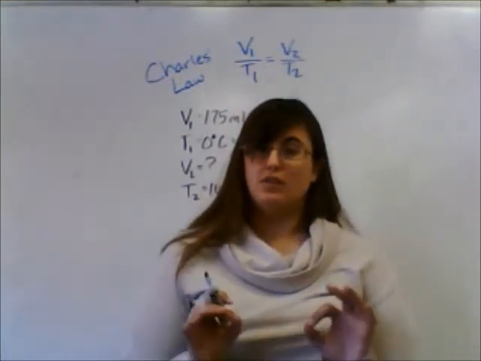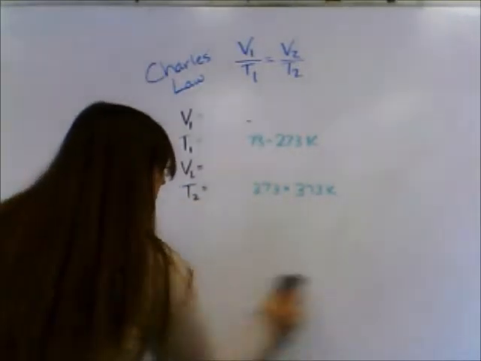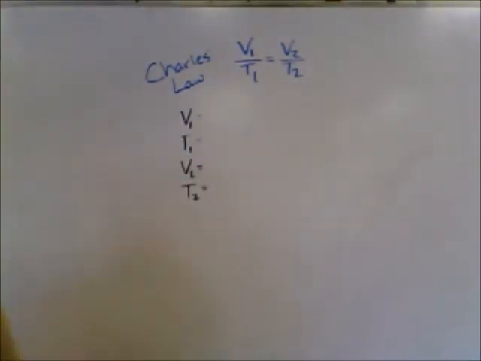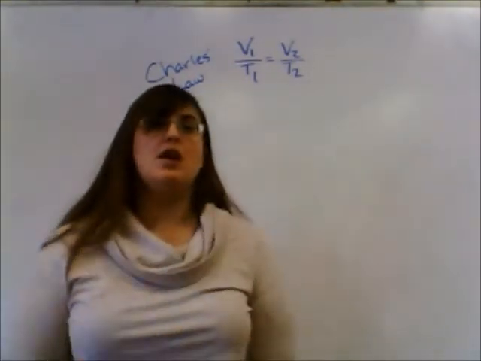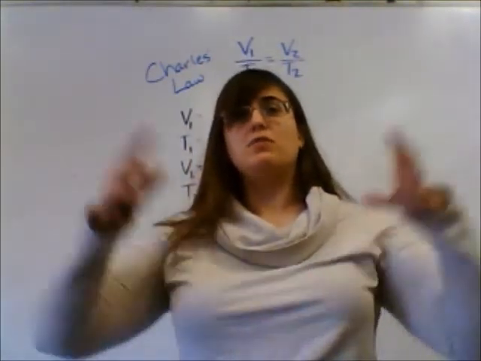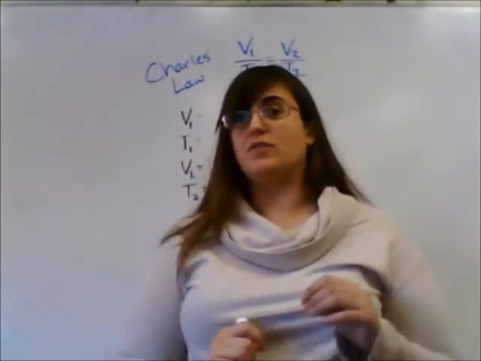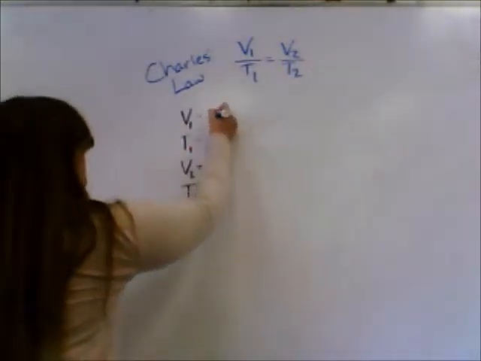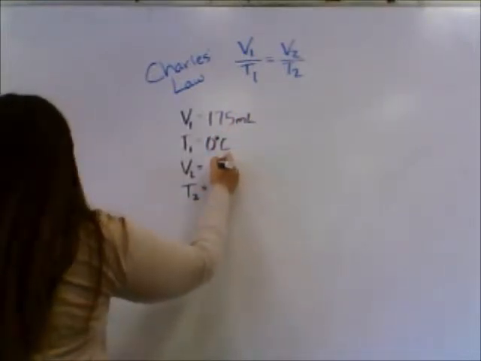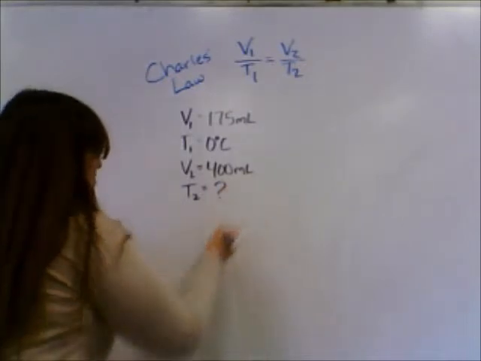When it comes to finding temperature, it's a little bit more complicated. So let's take an example. All right, so let's say now that we know what volume we want this to get to. We've started out at our same spot, still at 175 milliliters, still at 0 degrees Celsius. Now we want to increase our balloon size to 400 milliliters, and we want to know what temperature it would have to get to for us to do that. So our V1 is still 175 milliliters. T1 is still 0 degrees Celsius. V2 is going to be 400 milliliters. T2 is going to be question mark.